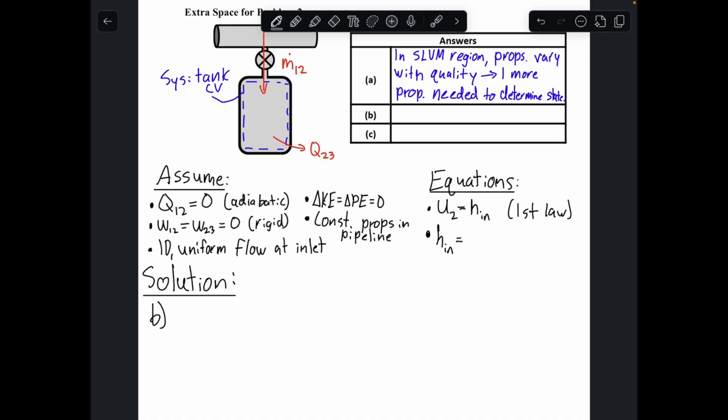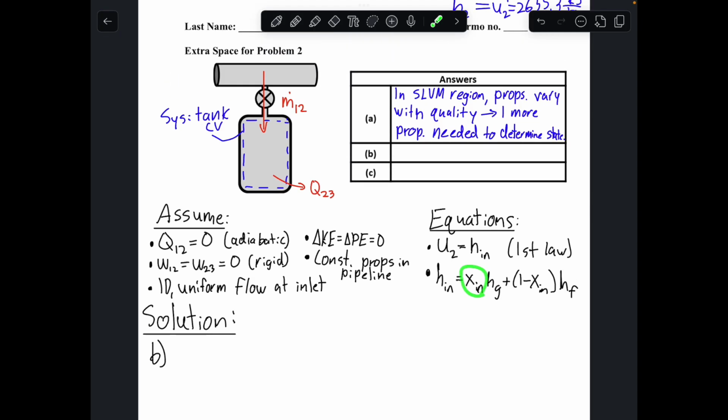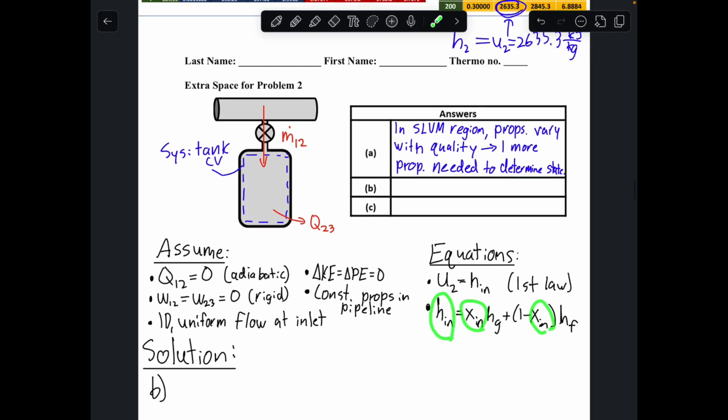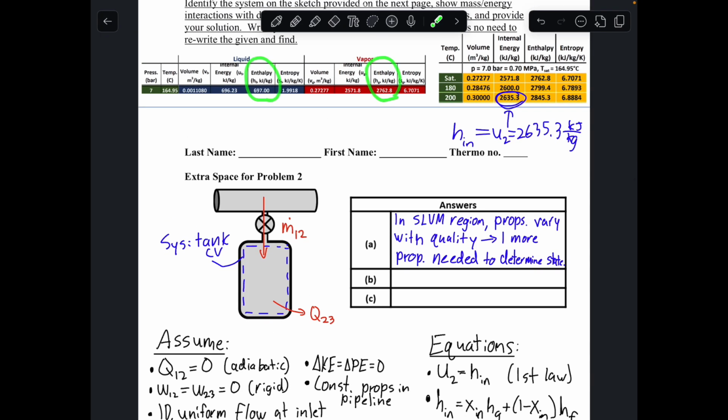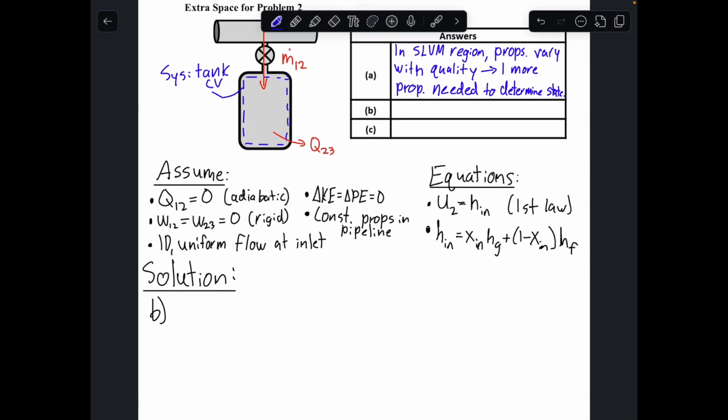So H at the inlet should be equal to X at the inlet times Hg plus 1 minus X at the inlet times Hf. And we can just rearrange this in order to solve for our X in, because our H in, like we said, is just this value right here. Sorry, I should have written H in here. So this is our H in value that we can plug in here, and then these Hg and Hf values we can just get from the table up here.